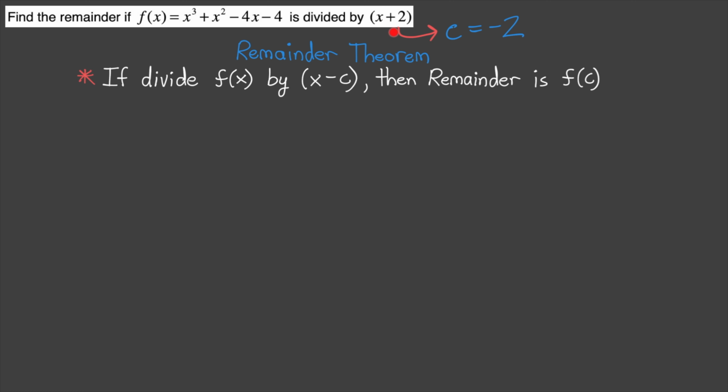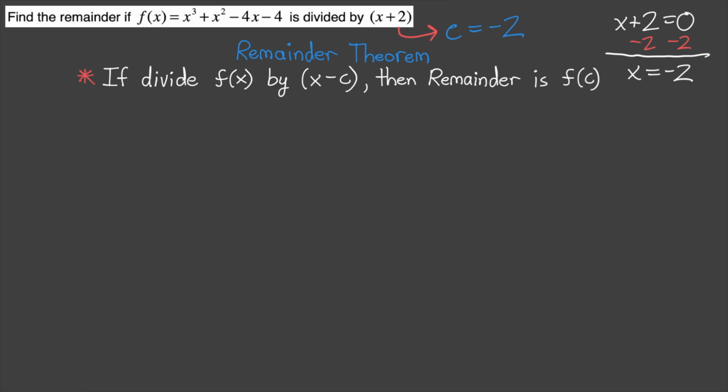Another way of finding c is what I tell my students is just set this equal to 0. So if you did that on the side here, x plus 2 equals 0, move the 2 over. So if you move the 2 over, then x would equal negative 2. So that would be your c value.